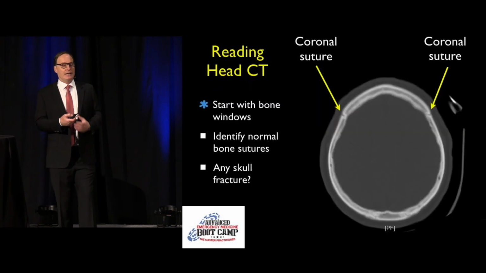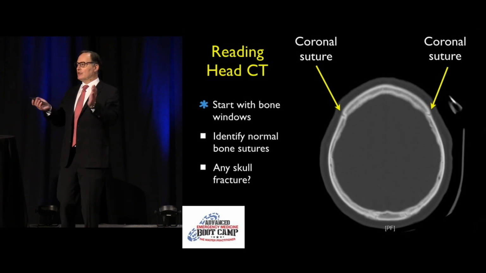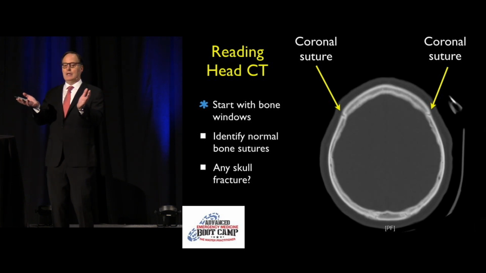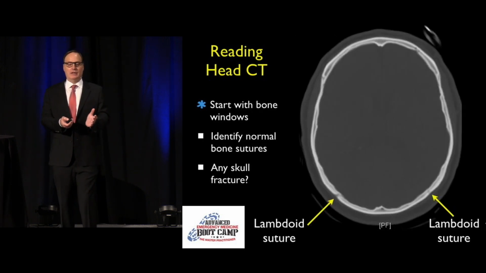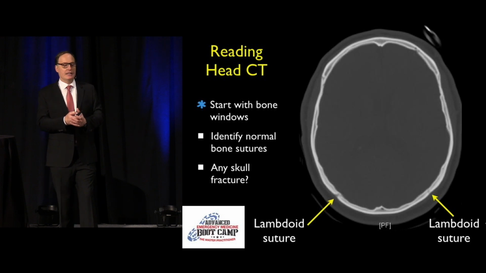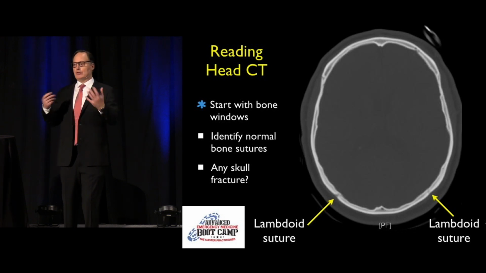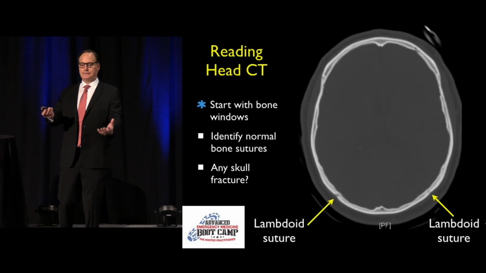If we look and see what they look like on CAT scan, here are the coronal sutures. Again, symmetrical, bilateral, not fractures, normal. Okay. If we look in the back, we see lambdoid, and we can see again normal, symmetrical, paired.